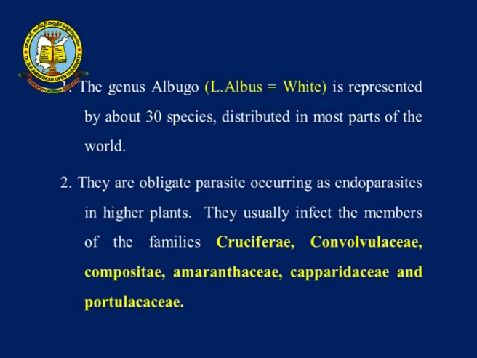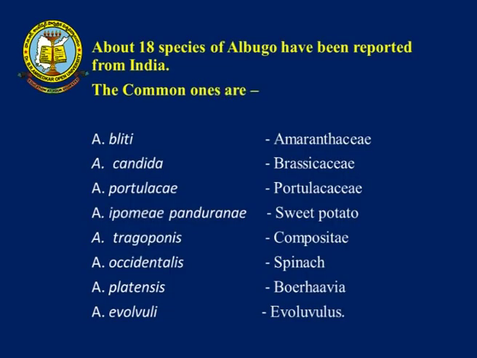So white rust we see in these families. In our India, we generally see 18 species. Albugo bliti in the Amaranthaceae family, Albugo candida in the Brassicaceae family. Third is Albugo portulacae, in the Portulacaceae family, and Albugo ipomoeae-panduratae, on sweet potato, and Albugo tragopogonis, of the Compositae family, and Albugo occidentalis on spinach, Albugo platensis on Boerhavia, and Albugo evolvuli on Evolvulus.